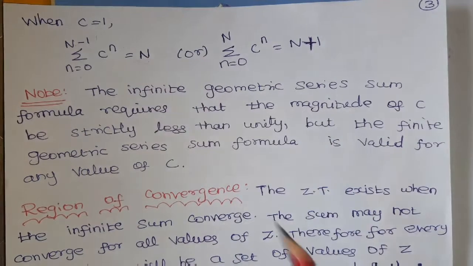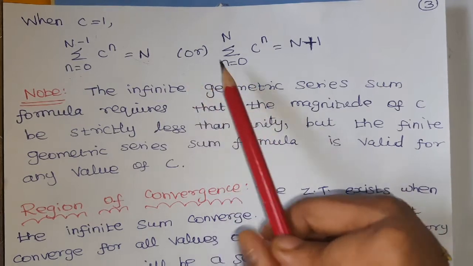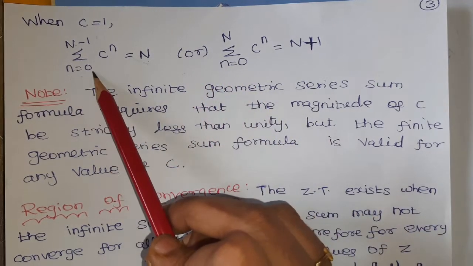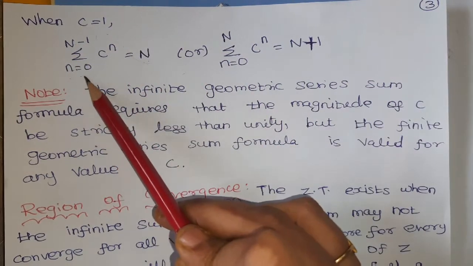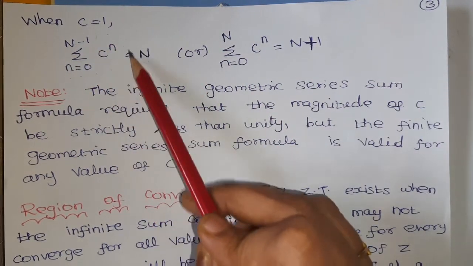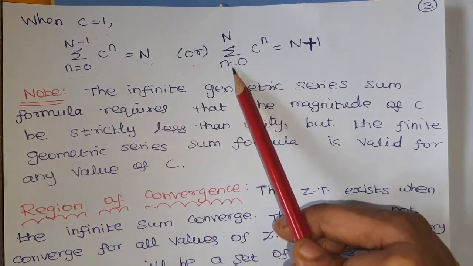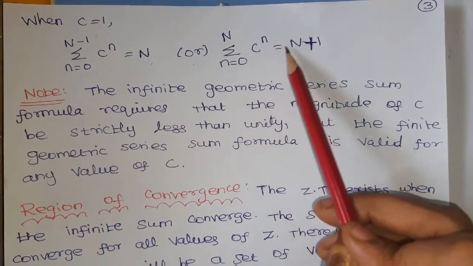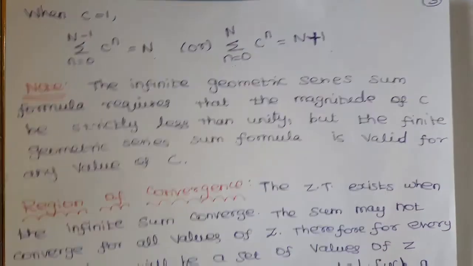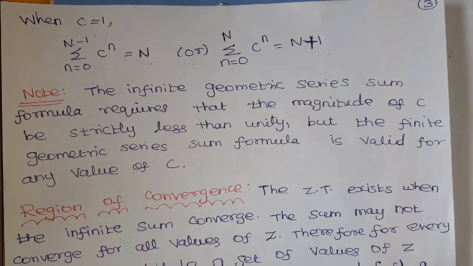Simply the nth term, n here. When C is equal to 1, for n equal to 0 to n minus 1 of C power n, we will get simply n. Or when the summation ranges from 0 to n of C power n, we will get n plus 1 here. So this is the geometric series formula for infinite and finite values.